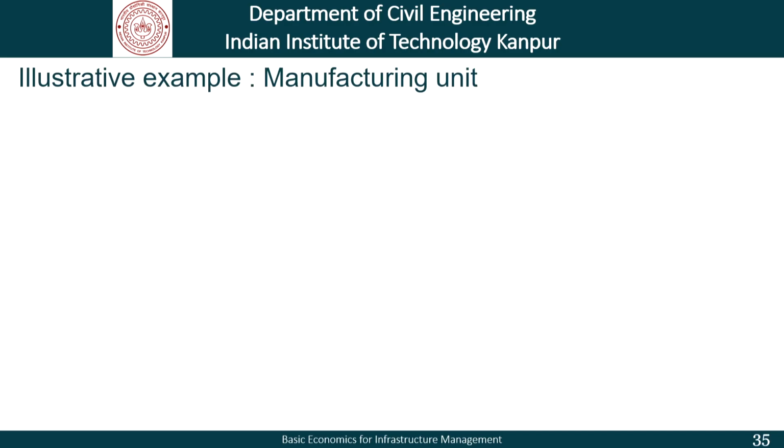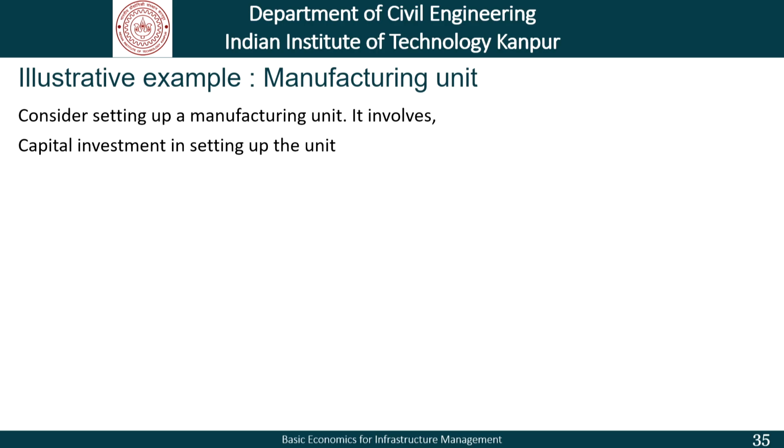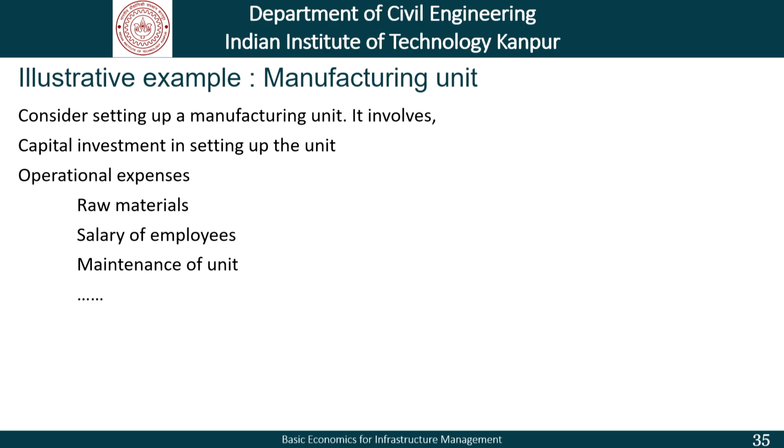Now, let us take another example of a manufacturing unit. If we set up a manufacturing unit, it involves capital expenditure in setting it up and operational expenses, which could be raw materials, salaries of employees, maintenance of that unit and so on.